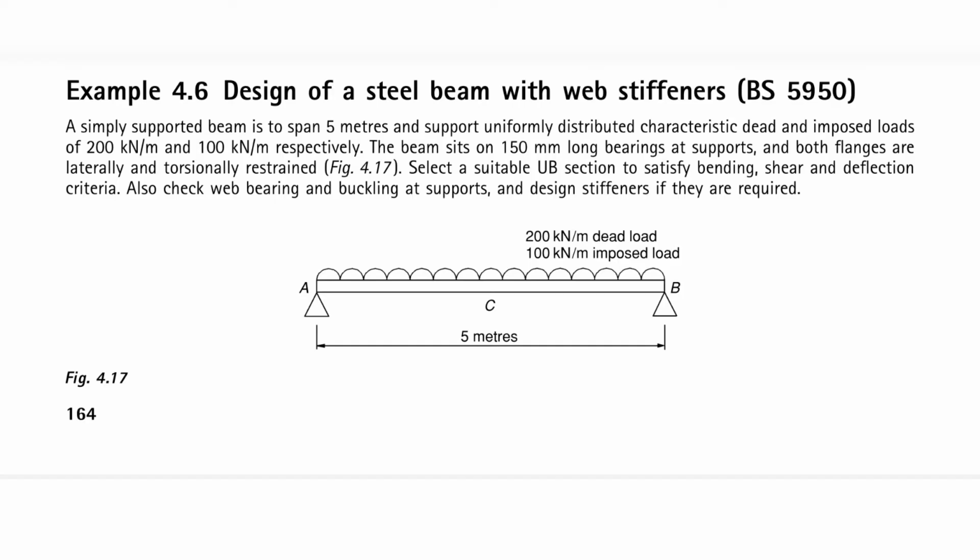Figure 4.17 is showing a uniformly distributed dead and imposed loads subjected on a simply supported beam spanning 5 meters long. The dead load is 200 kilonewtons per meter and the imposed load is 100 kilonewtons per meter. So let's see how we are going to design this steel beam with web stiffeners.